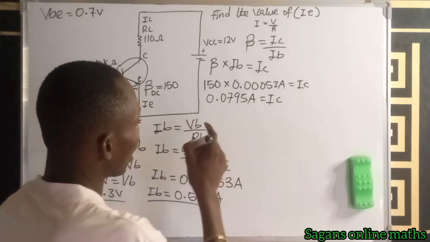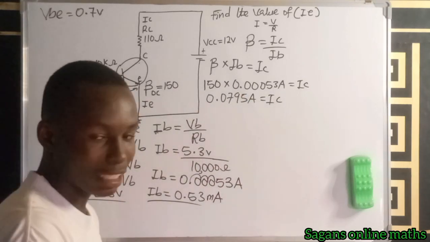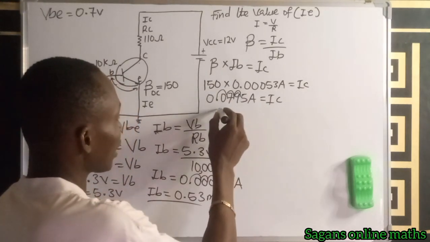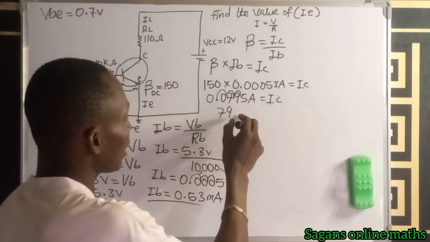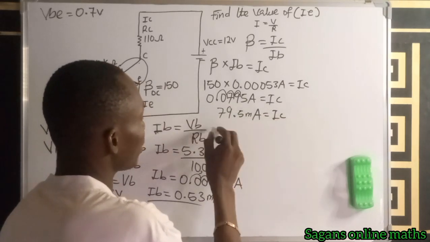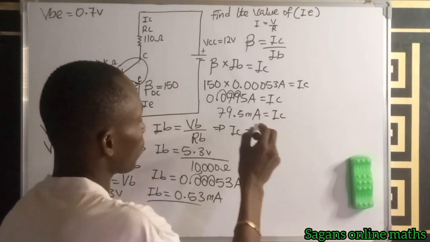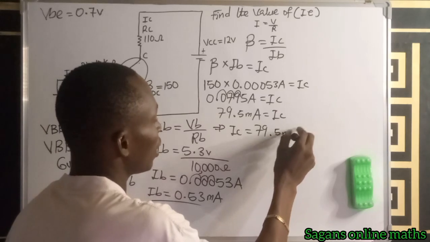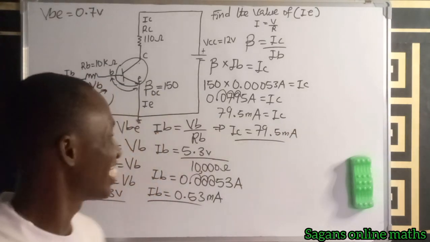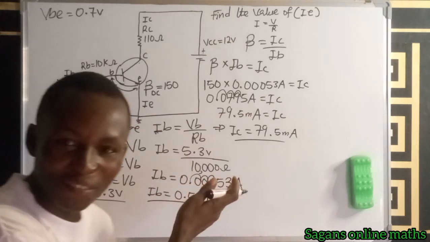Equals IC. So I want to put this in milliamps. Remember that milliamp simply means 10 to the power minus 3, right? So let's do 1, 2, 3. So it means that 79.5 milliamp is equal to IC. It implies that IC is equal to 79.5 milliamps. Wow, this is amazing. This is pocket genius. I love this.